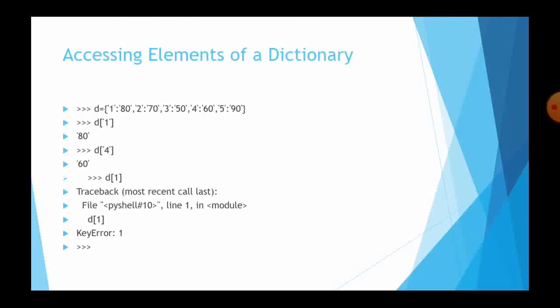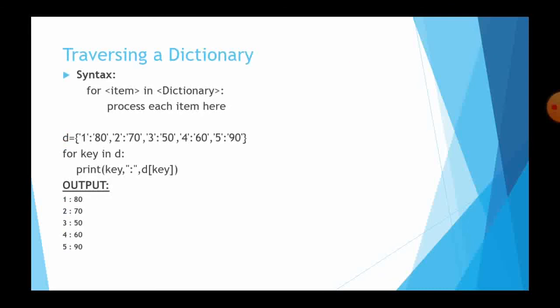How to access the dictionary? If you want to access the elements in the dictionary, you can use the key value to access the value in the dictionary. Traversing a dictionary. The index value is not a number, it is a key. How do you traverse a dictionary? What is the syntax? For control variable in dictionary, you can process the values.